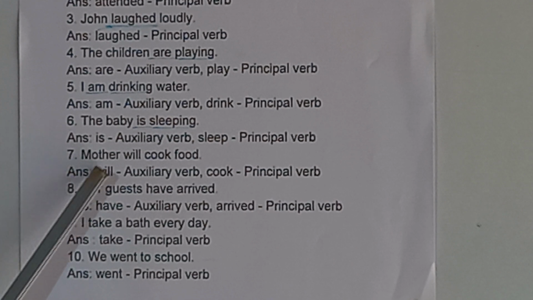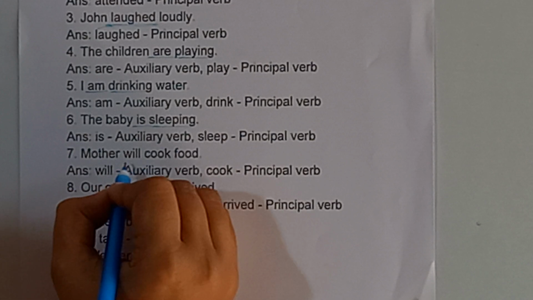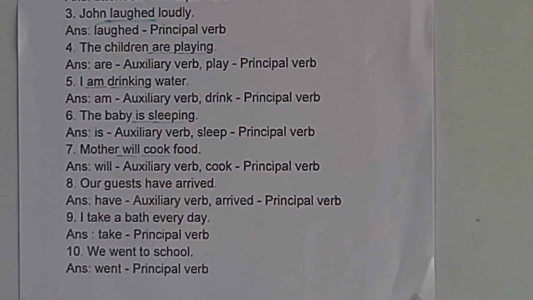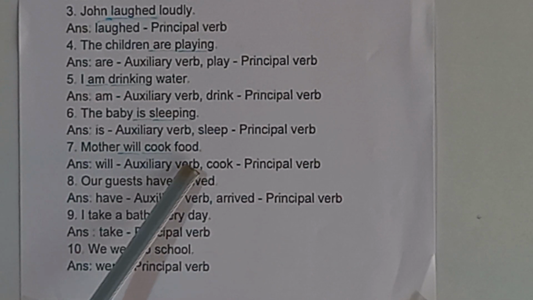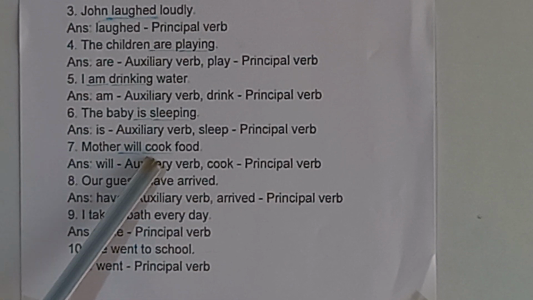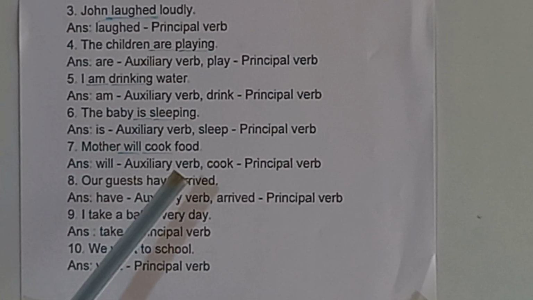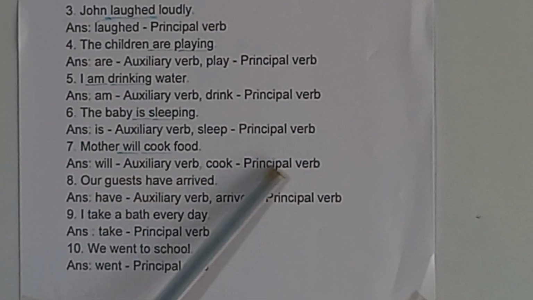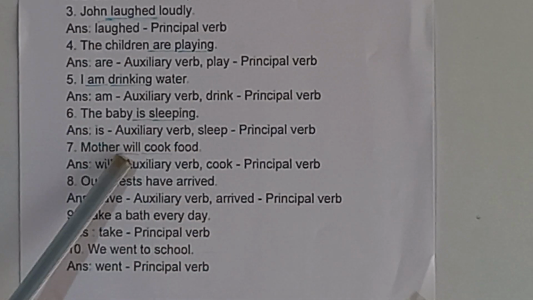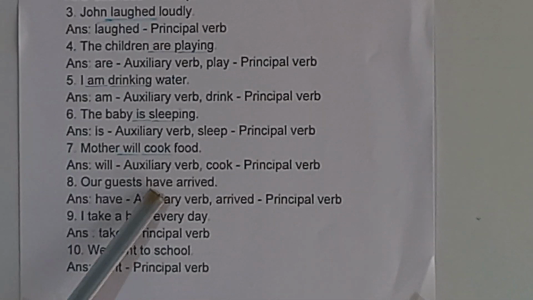Now number 7, mother will cook food. Now look, there are also two verbs, will and cook. And which one is the auxiliary verb? Yes, you are correct. Will is the auxiliary verb because it doesn't have its own meaning in this sentence, but it helps the principal verb cook, and that's why it is called auxiliary verb or helping verb. Now cook is the principal verb because this word has its own meaning and it sits with the helping verb or auxiliary verb. Now number 8, our guests have arrived.